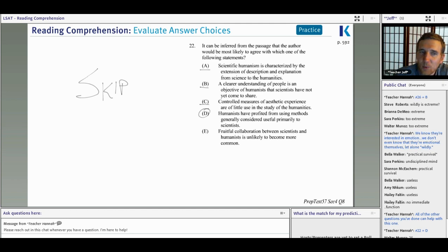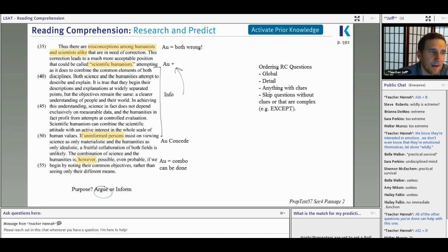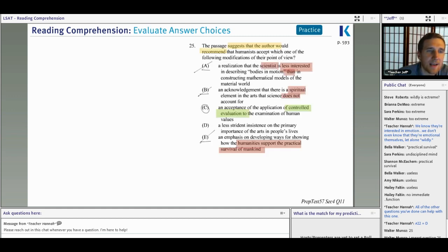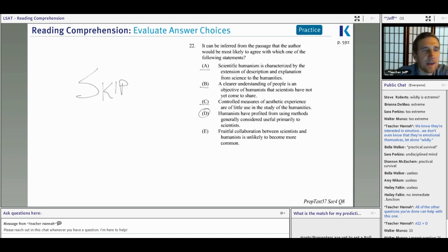Well, Walter, it is coming from a specific line, but it's coming from that line we investigated previously with the humanities, in fact, profit from attempts at controlled evaluation. And controlled evaluation is something that scientists do. So if you can remember us using that line to solve question 25, Walter, you were absolutely right then. Yes, the right answer to 25 says that humanists are doing controlled evaluation, a sciencey thing. So when we read answer choice D, and it says that humanists have profited from science, yeah, because of controlled evaluation. Now, is this an easy question? Definitely not, but that is how you could use previous work to help yourself out here.